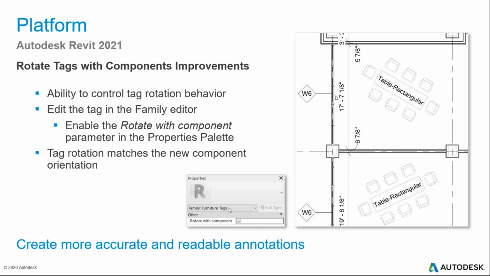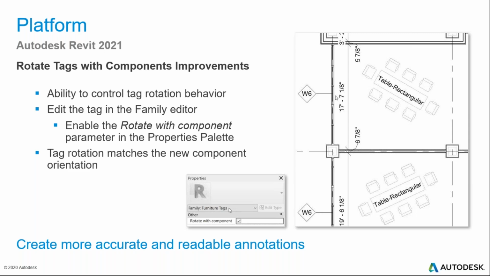In the previous versions of Revit, tags assigned to components did not rotate with those elements; they maintained their original orientation. In Revit 2021, you can now control this particular behavior.